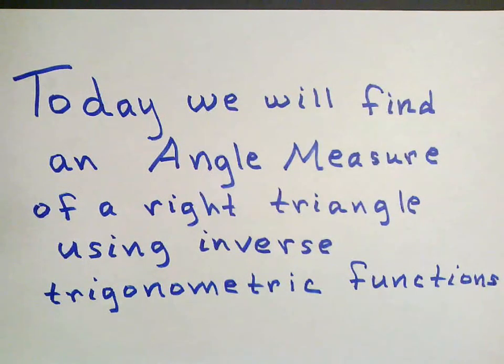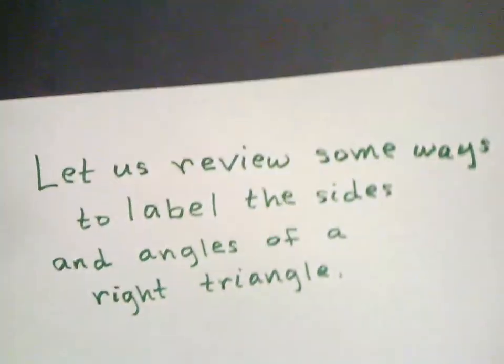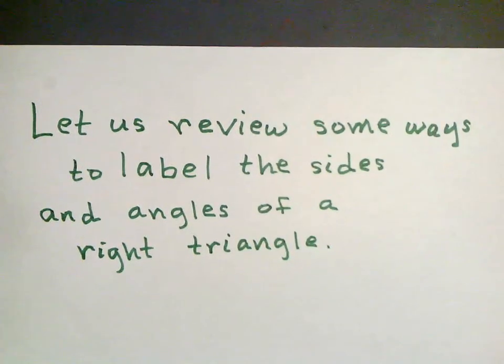Today, we'll find an angle measure of a right triangle using inverse trigonometric functions. We're going to review some ways to label the sides and angles of a right triangle.